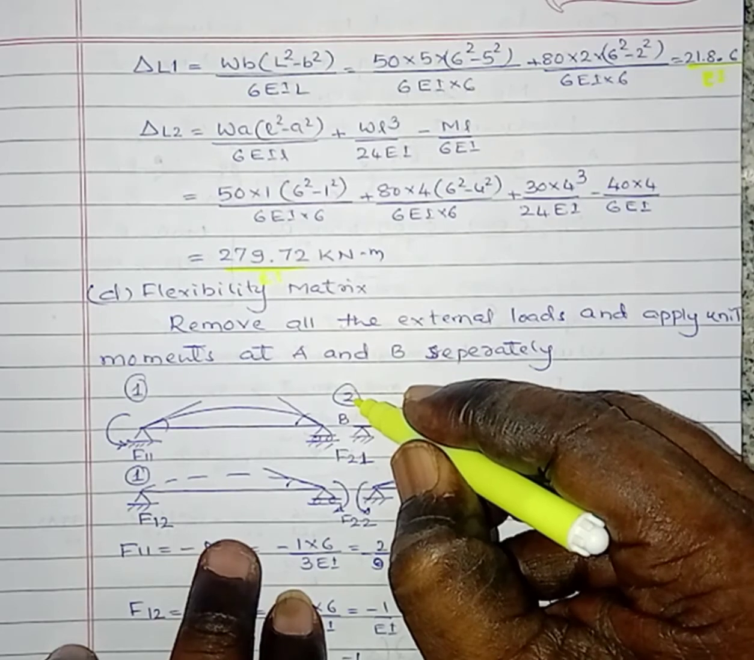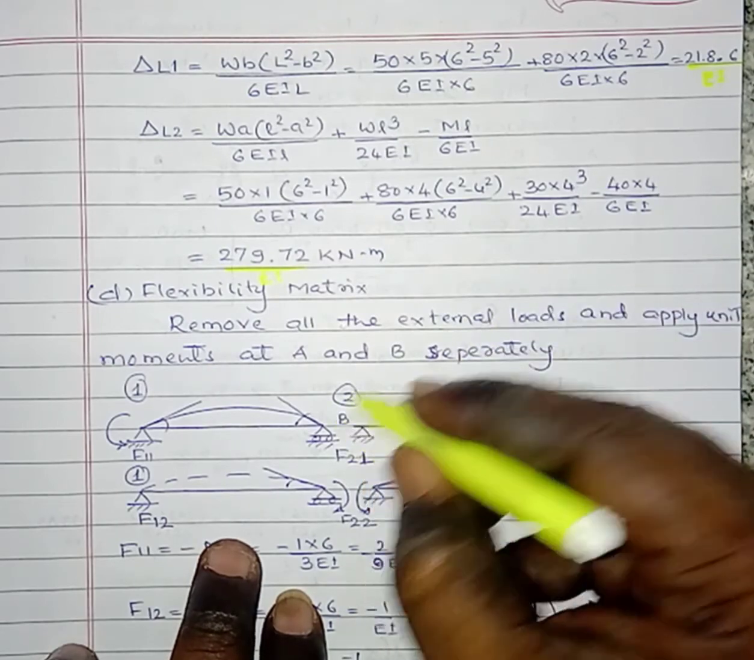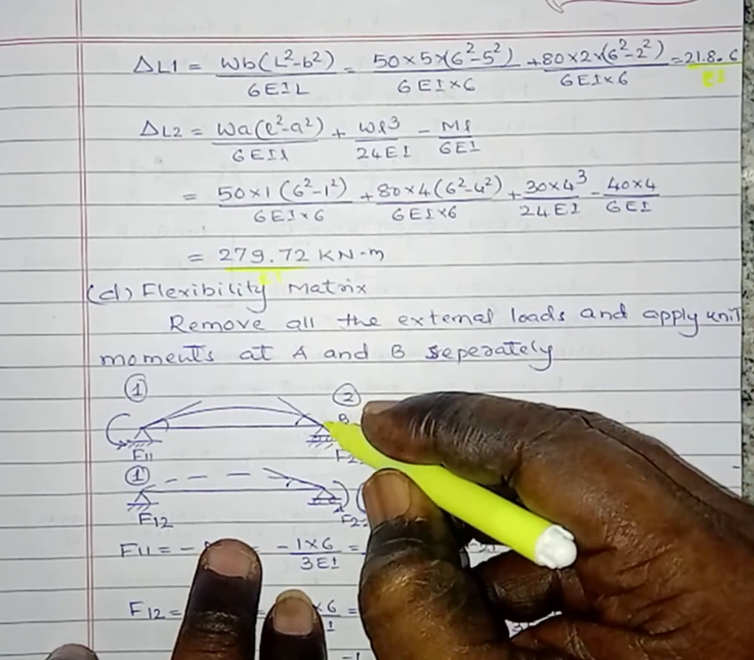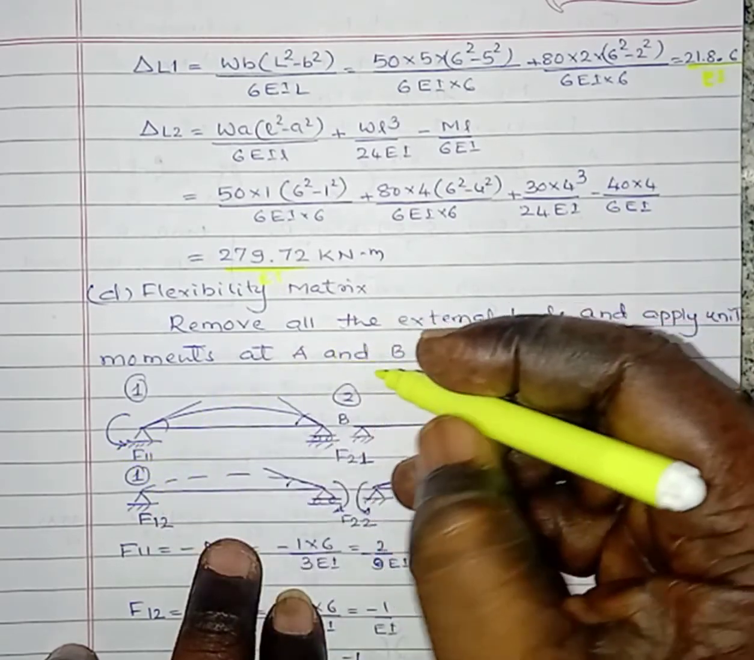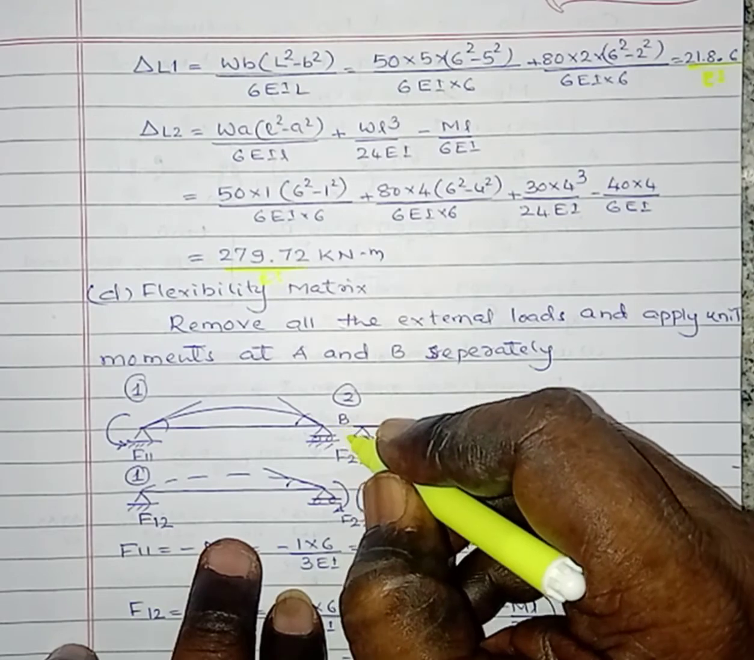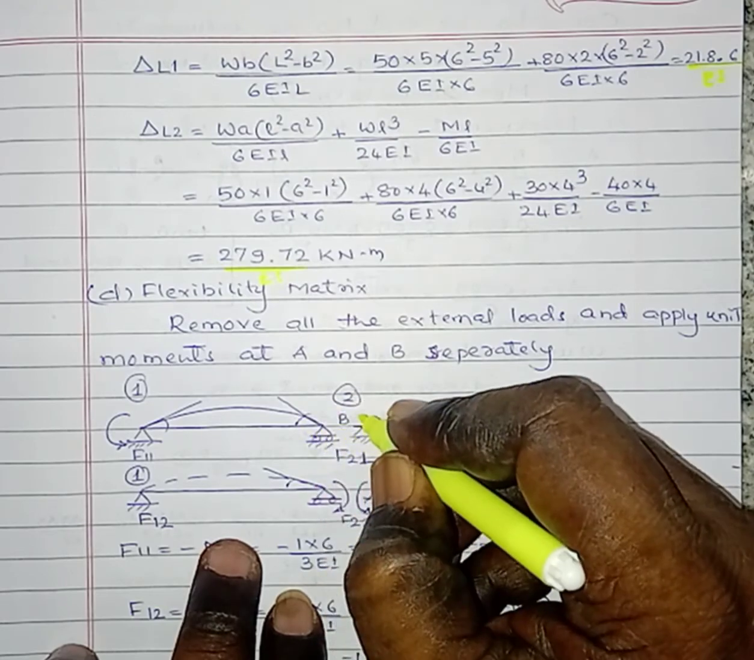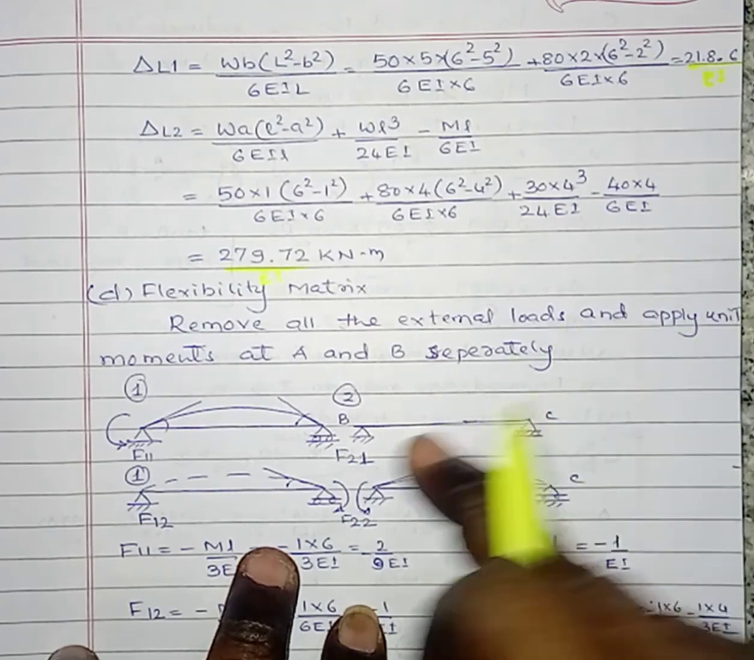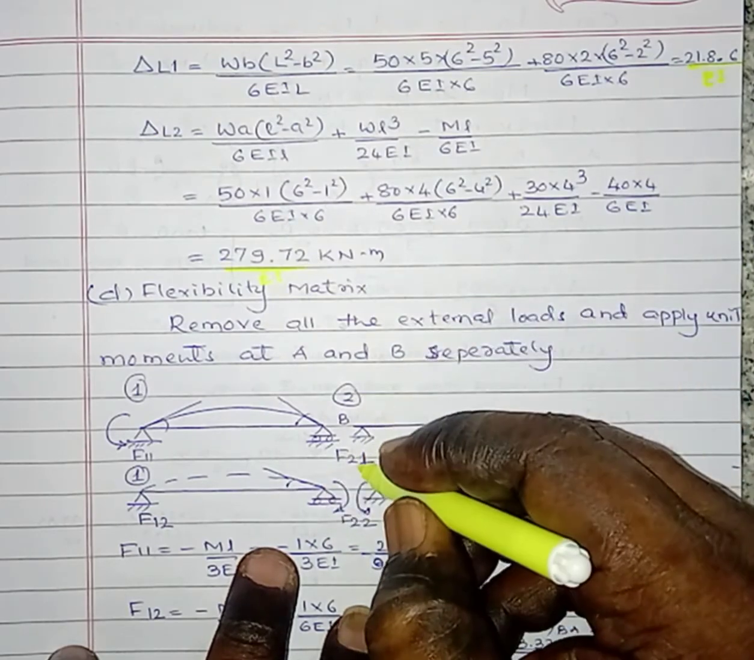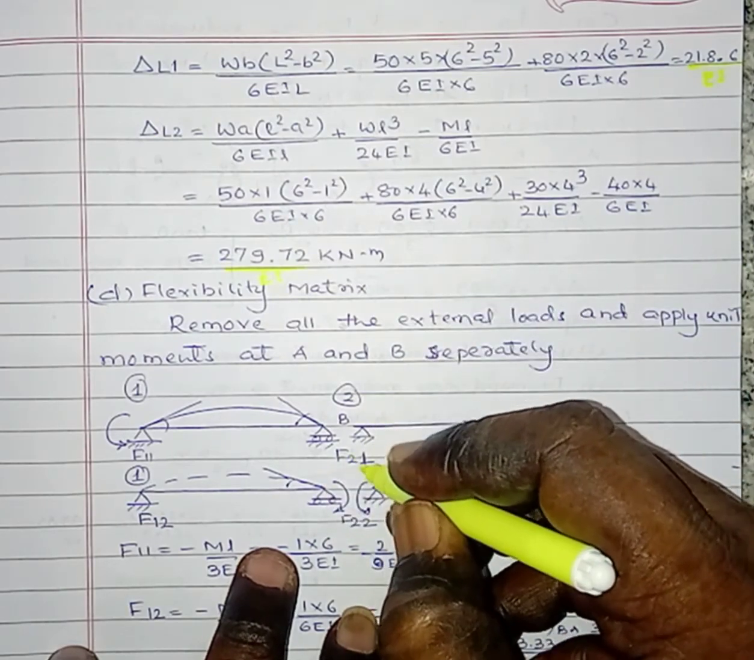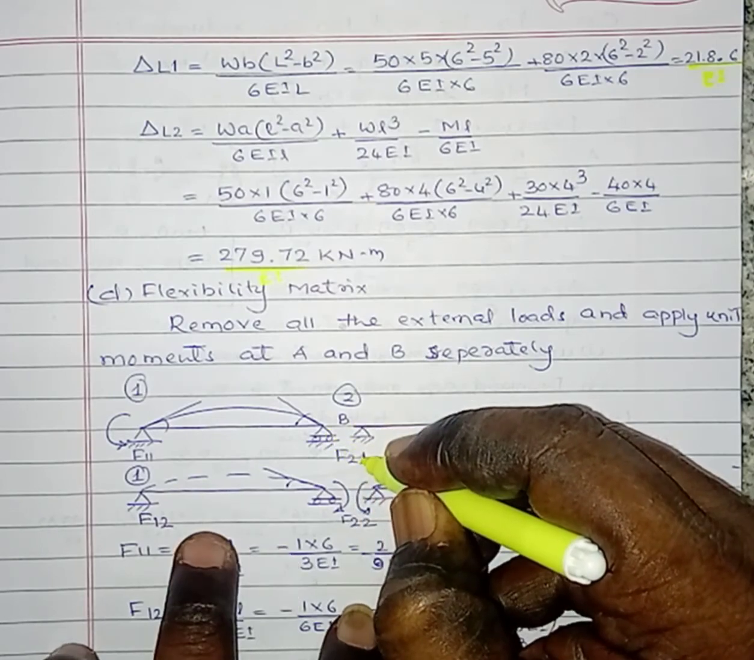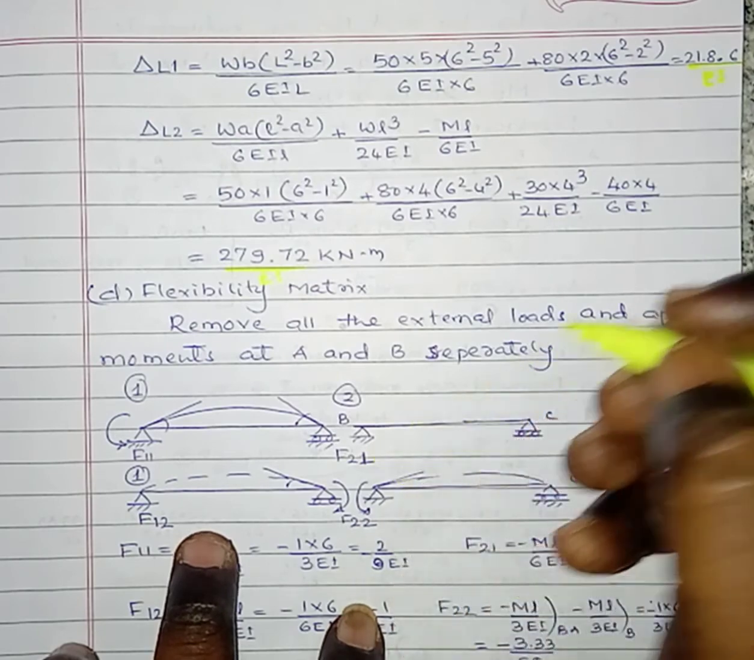Similarly at coordinate 2, here there are two spans, one is BA, another one is BC. Due to the unit moment at A or at coordinate 1, it will undergo deformation at coordinate 2 in span AB only, with no effect in BC. That one is F21, that is the angular displacement at 2 due to the load applied at 1.